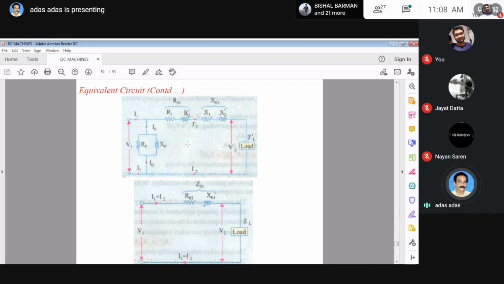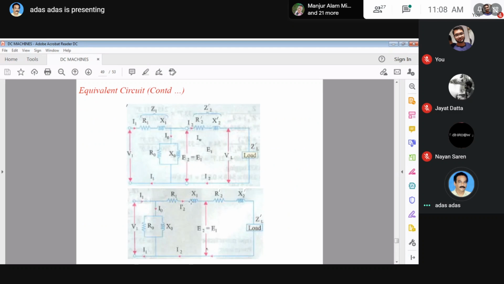Sometimes this portion can also be avoided. If we avoid this, it becomes a more approximate equivalent circuit. What circuit you consider depends on you, that is, what accuracy you want for performing calculations. Now we can repeat this.